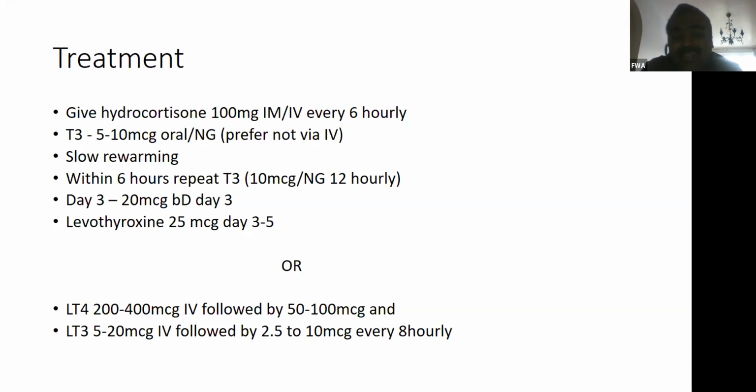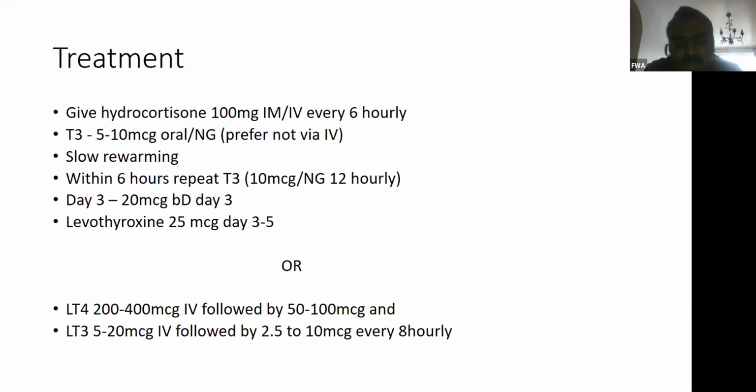Unless there is a clear indication, if you have contact with the endocrine physician and the patient is in HDU and T3 is available, then a very small dose can be given as a first trial dose. But I wouldn't give it routinely.